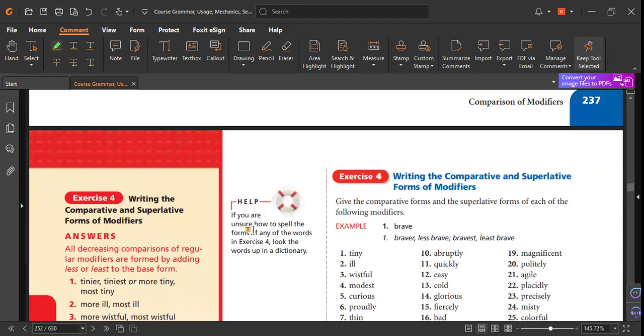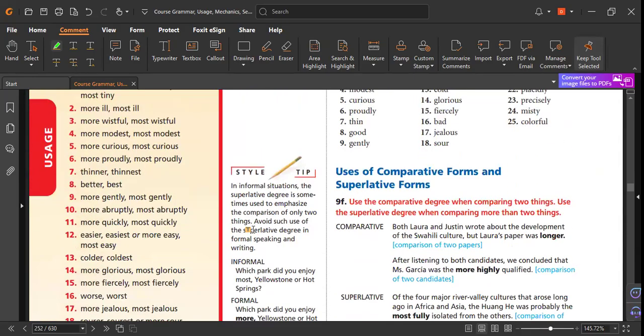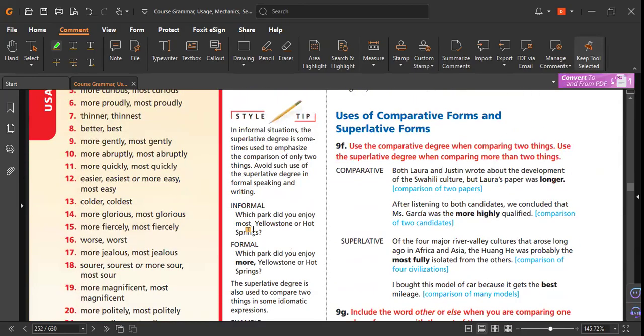So all of these are common mistakes. That's why. Now we came to something that comes in any exam, in any test. What is it? It's logic, exactly. Here both Laura and Justin, we compare between two people, wrote about the development of Swahili culture. But Laura's paper was longer. So we compare between Laura's paper and Justin's paper, but Laura's paper is longer. So we need the comparative form, not "longest", not "long".